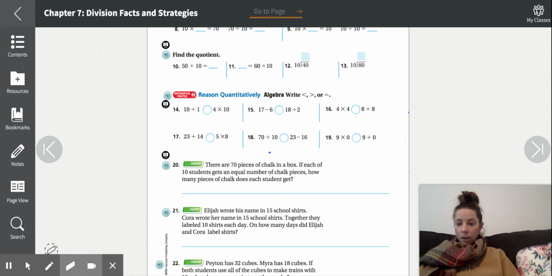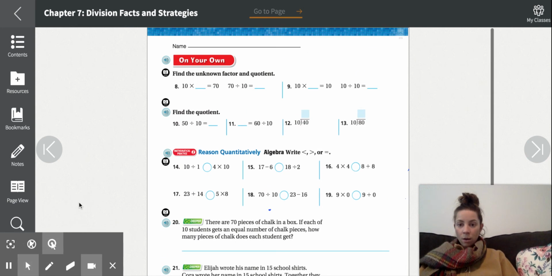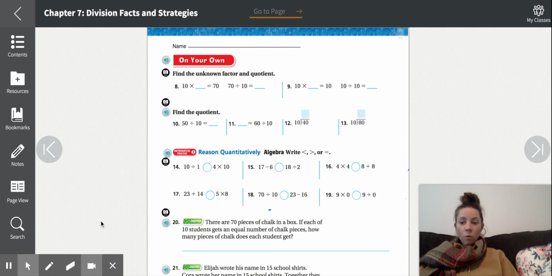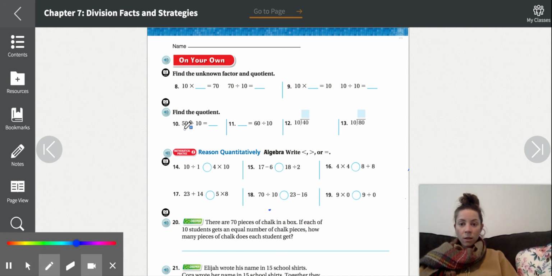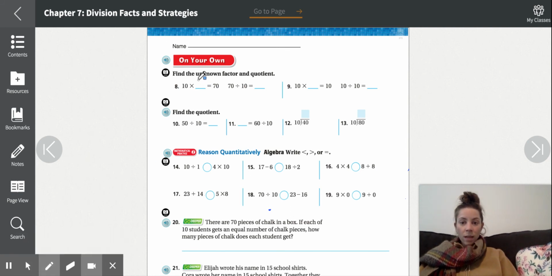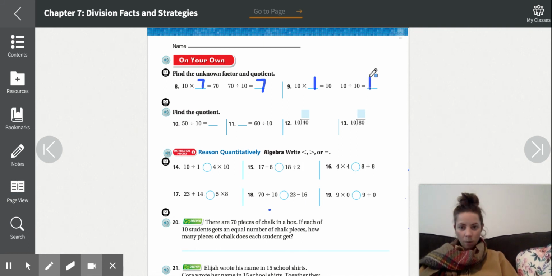All right, let's scroll back up to the top of the on your own. Find the unknown factor and quotient. So these are like fact families again. 10 times 7 is 70. 70 divided by 10 then must be 7. What do you multiply by 10 to get 10? How many 10s do you need to get to 10? Just 1. So 10 times 1 is 10. 10 divided by 10 must be 1.